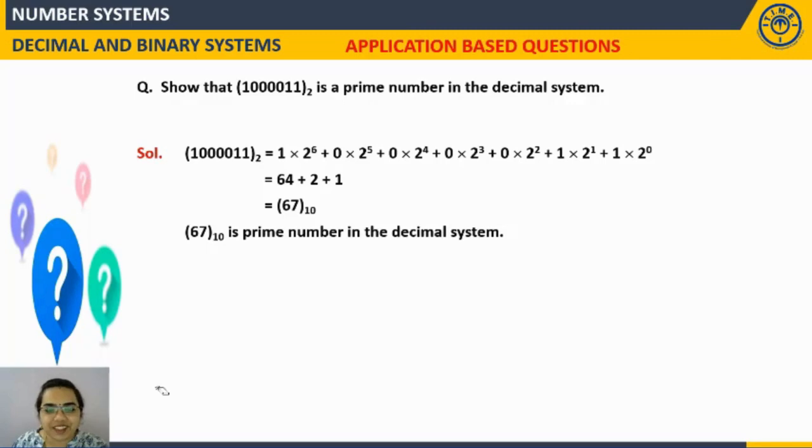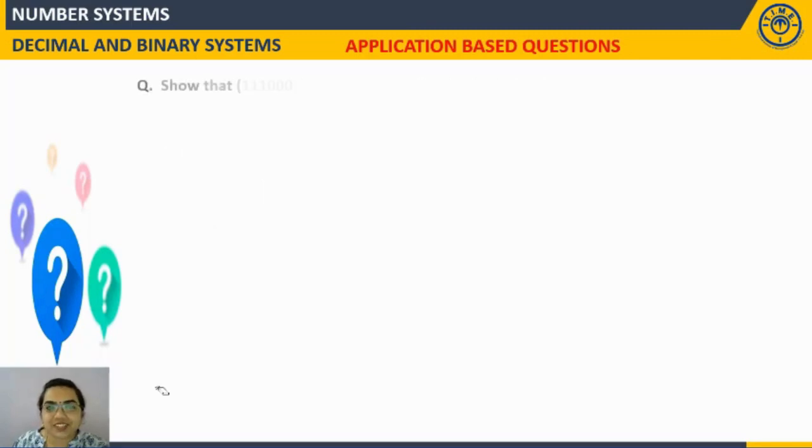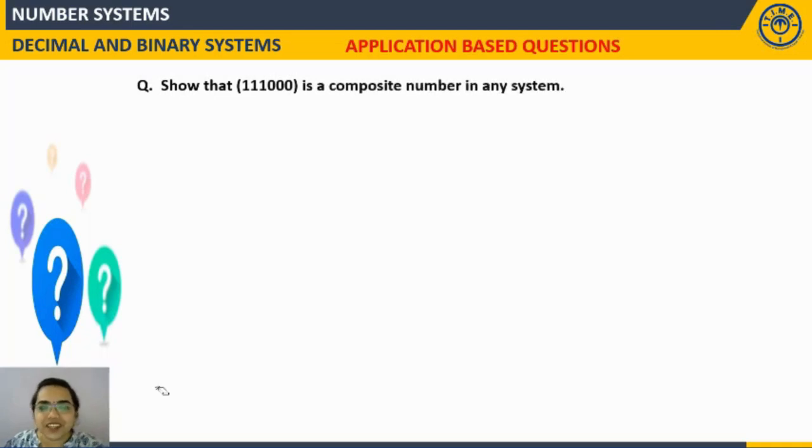Is this clear? Okay. So another interesting question we have here: show that 111000 is a composite number in any system. Wow. Now what do we mean by a composite number? Any number which is not a prime number. Also, any number which has more than two factors is called a composite number. Yes or no? Okay, so let's look at the number 111000.